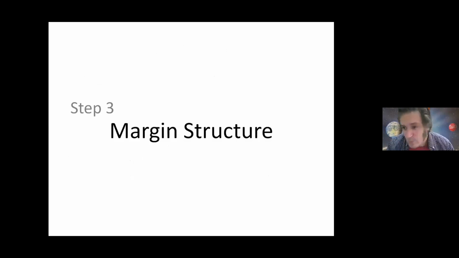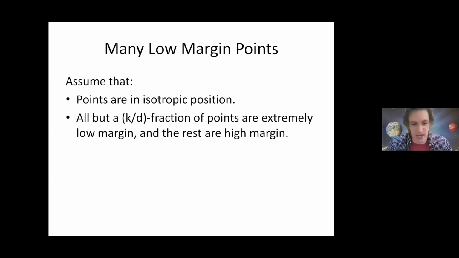Okay, so what's the next step? The next step is to try and get some understanding of the margin structure. The bad case that we're looking at is what happens if we have many, many low margin points. Let's assume that we've already put these points in isotropic position. So at least a few of them are high margin. But maybe all but a k over d fraction of the points are extremely low margin, and the rest of them are high margin.